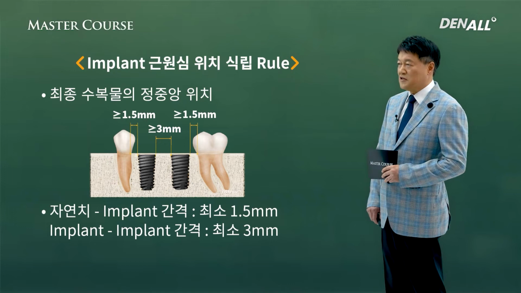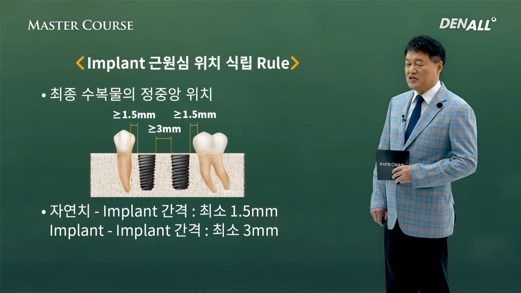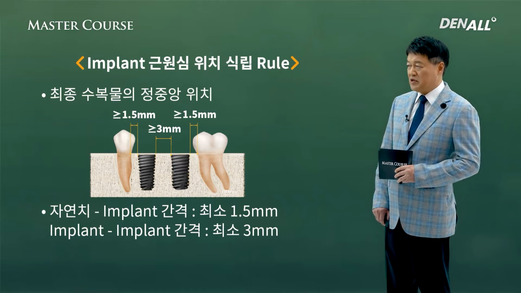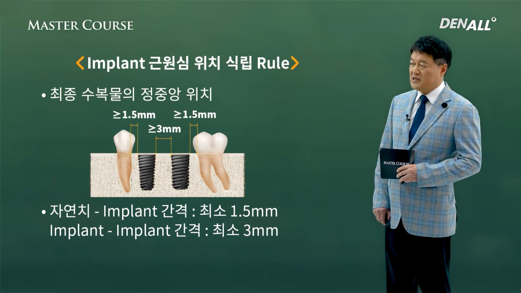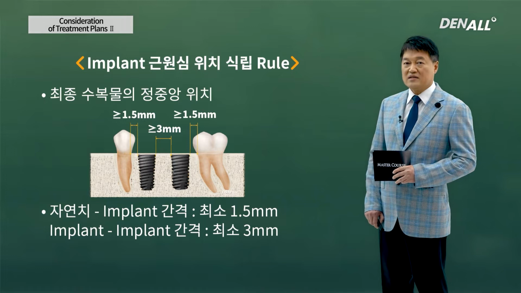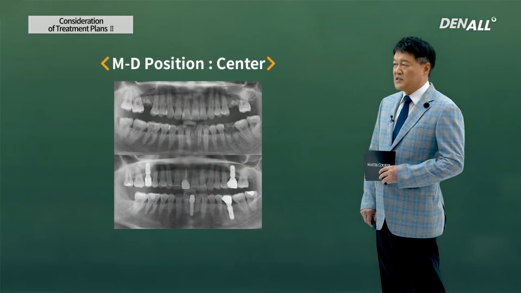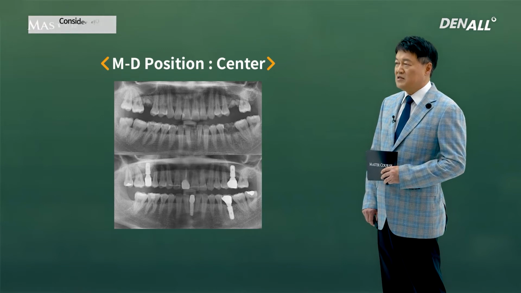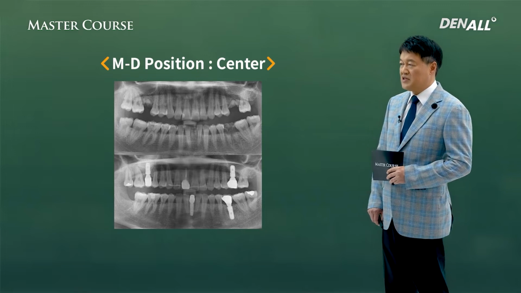You need to place it so that it is in the center of the final restoration, and the distance between natural tooth and implant should be at least 1.5 millimeter. Implant to implant distance should be at least 3 millimeter. As I mentioned, when you need a single implant, the MD position should be at the center of where the prosthesis is going to go.